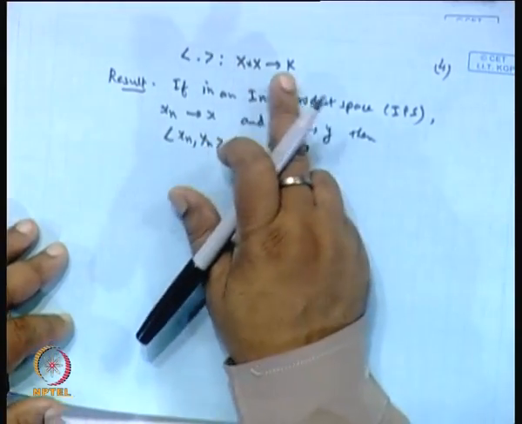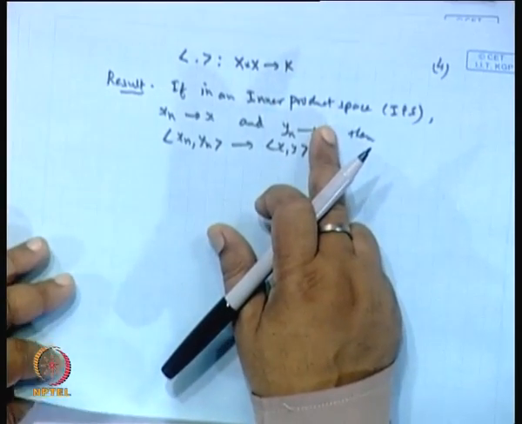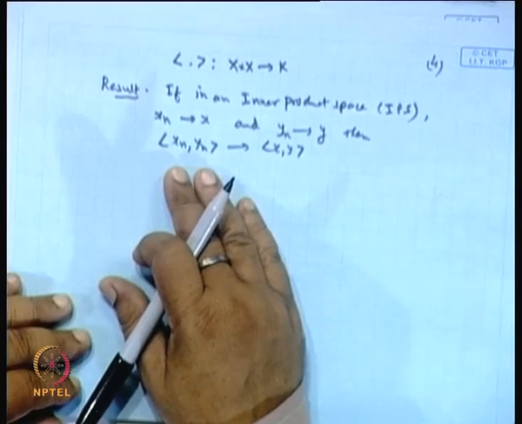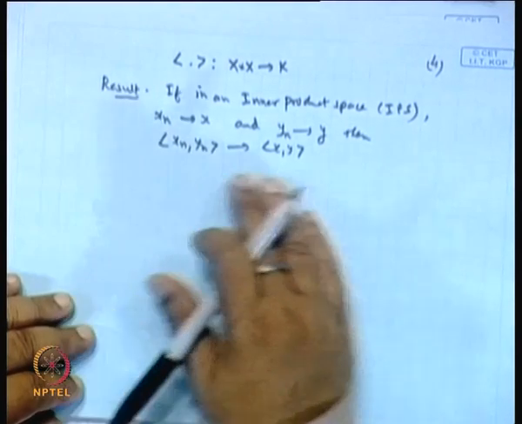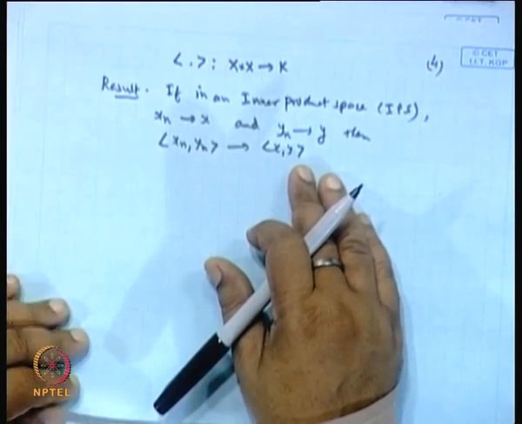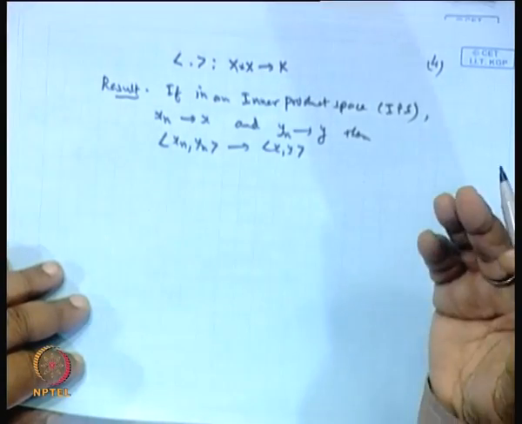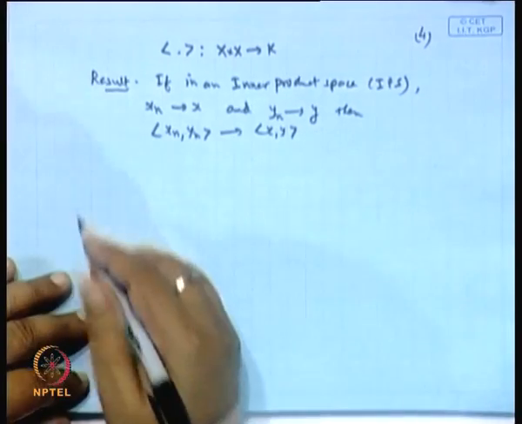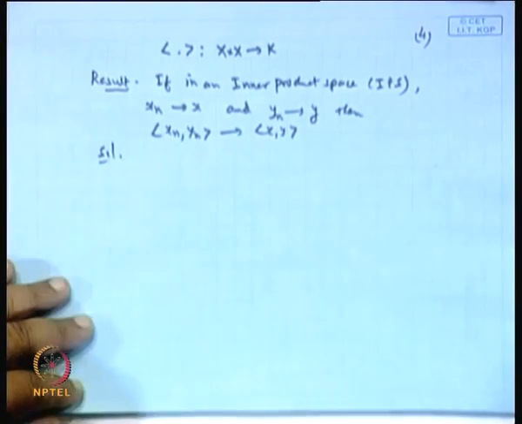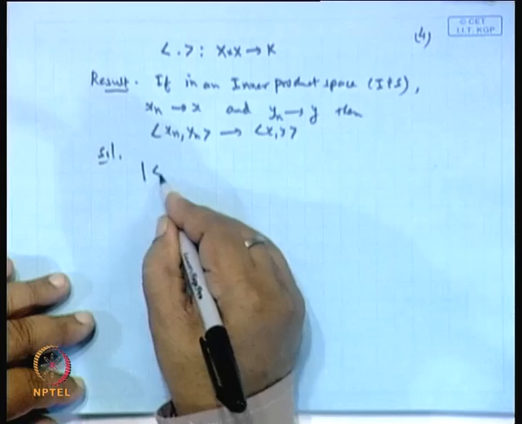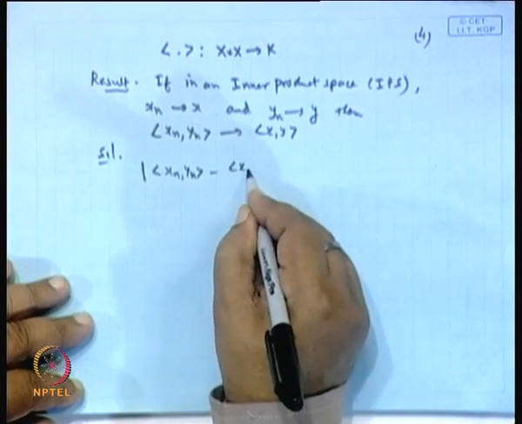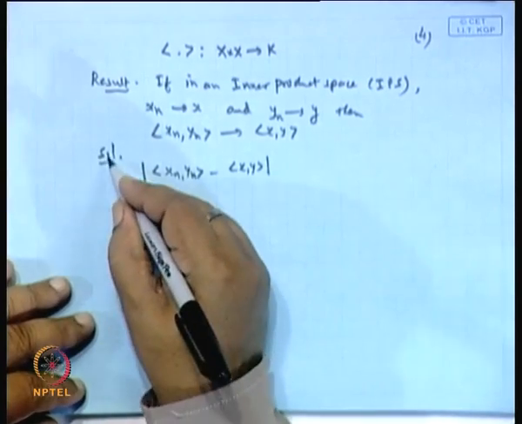So, to show the continuity, we pick up a sequence in the inner product (x_n, y_n) type, and if it goes to (x, y) under the modulus, because it is a scalar quantity, then we say it is a continuous function. So start with this: modulus of inner product (x_n, y_n) minus inner product (x, y). We are giving the proof of this.